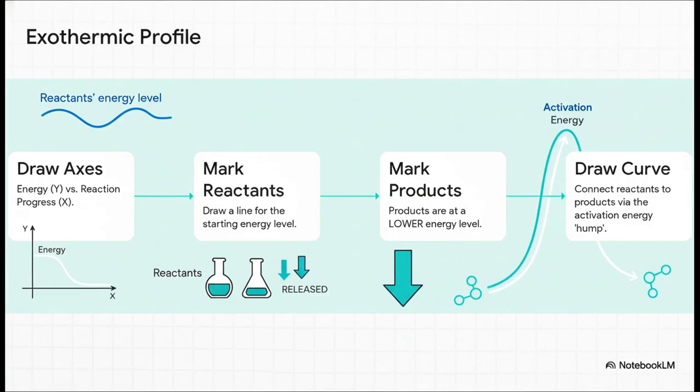Okay, let's build one for an exothermic reaction. First, you draw your axes. Then, you mark the energy level where your reactants start. Now, because this reaction releases energy, we know for a fact the products are going to end up at a lower energy level.